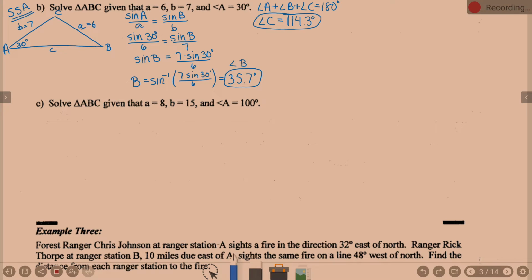We know angle B, we know angle C. What's left to find? Side C. We can go back and use our law of sines. If we're trying to find side C, you can pick the A information or the B information. I personally am going to use A because it is the more specific information. There's nothing rounded in A.